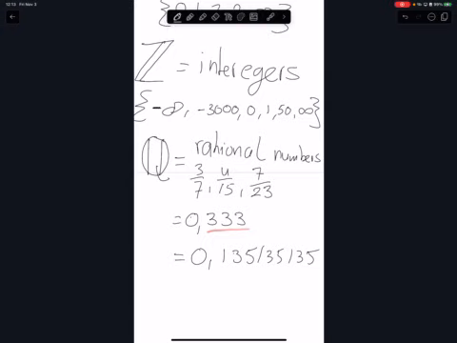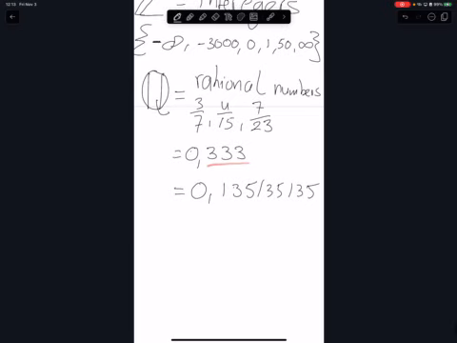Yes? So rational numbers, you can use fractions and decimals that repeat themselves. Afterwards, you have the irrational numbers. And that is everything else. And what is everything else?